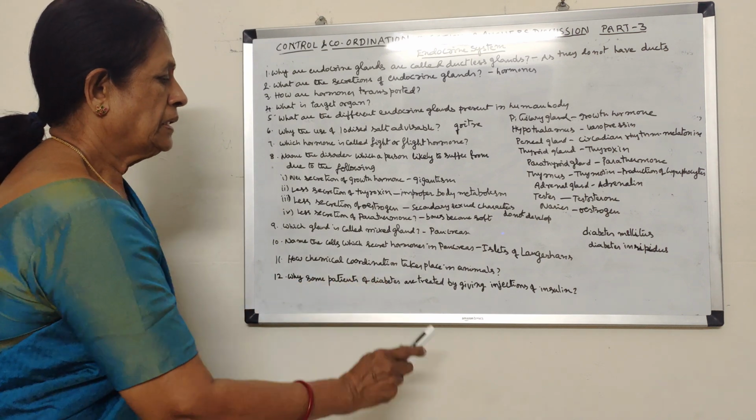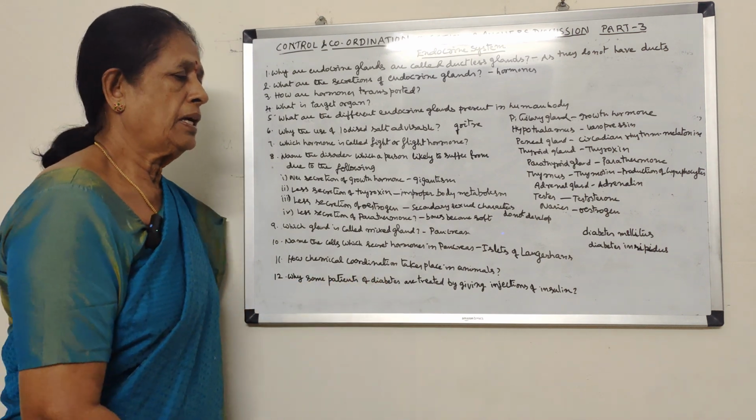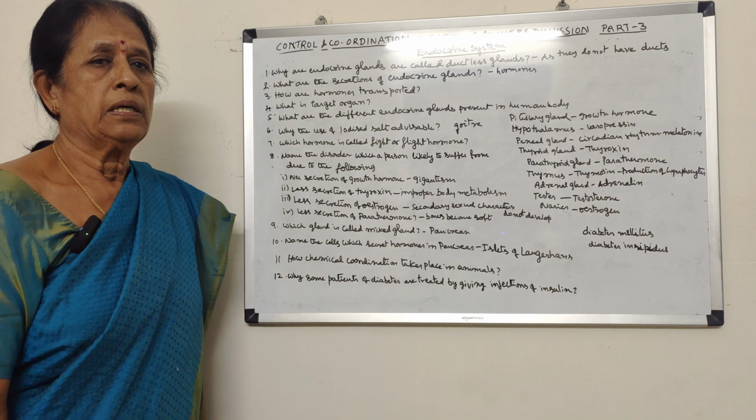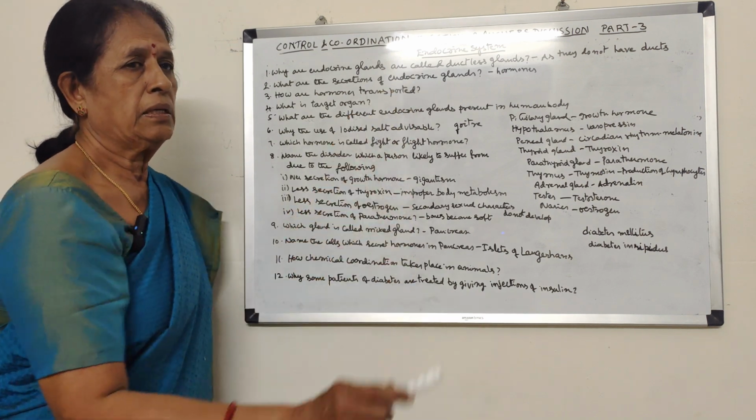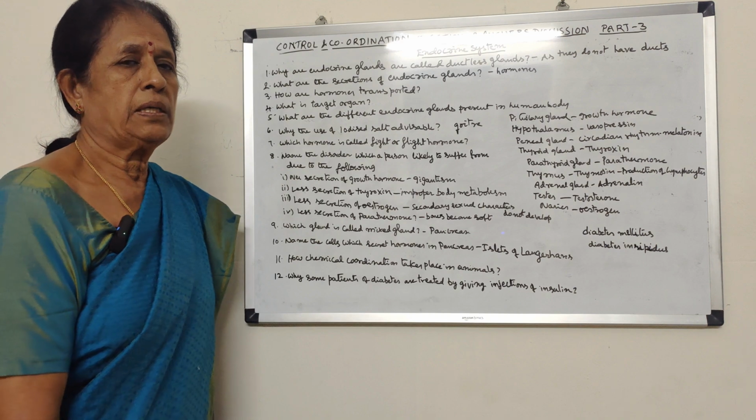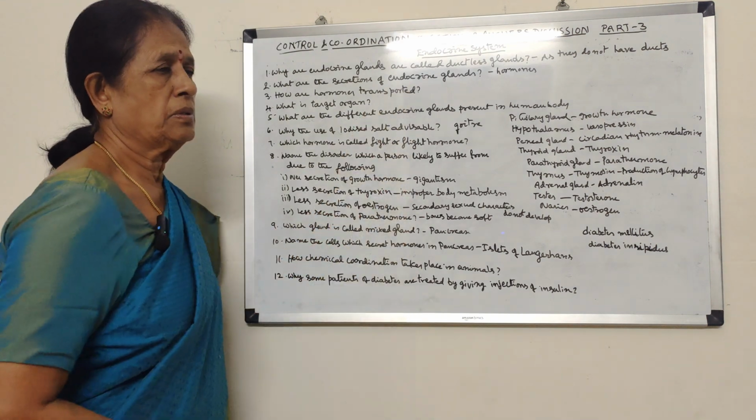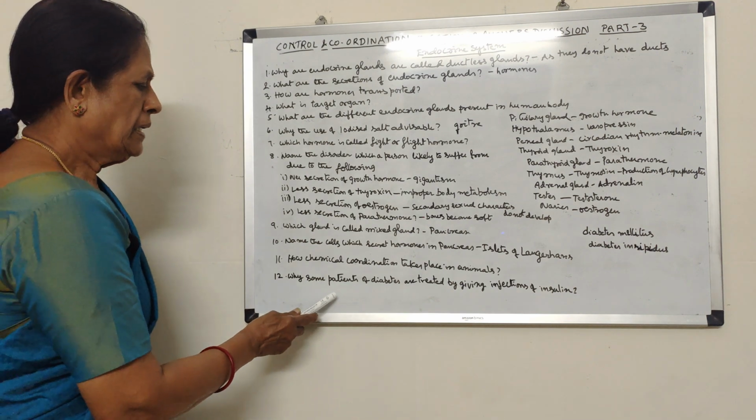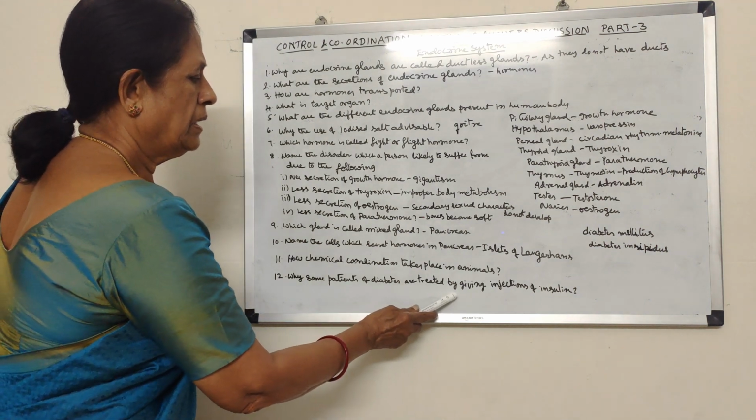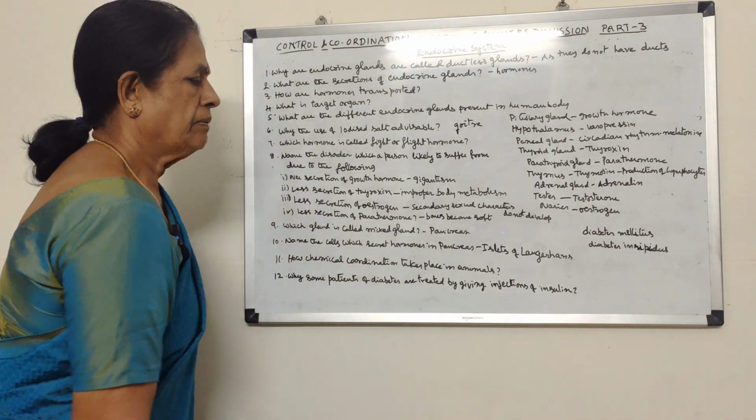How does chemical coordination take place in animals? In animals, chemical coordination is under the control of two systems, the nervous system and the endocrine system. The nervous system we have already studied; the endocrine system works through hormones, and the nervous system through nerve cells. Okay. Why are some patients of diabetes treated by giving injections of insulin?